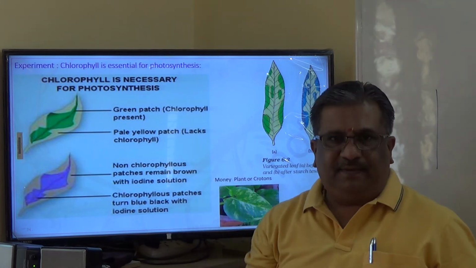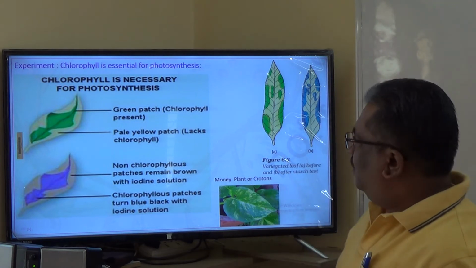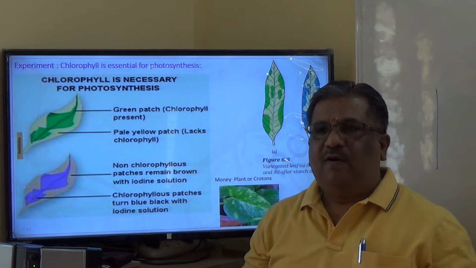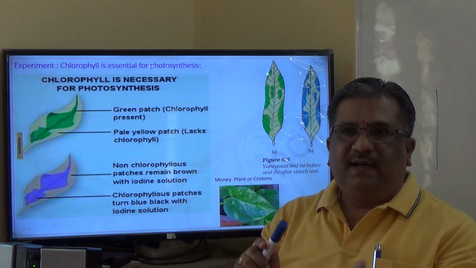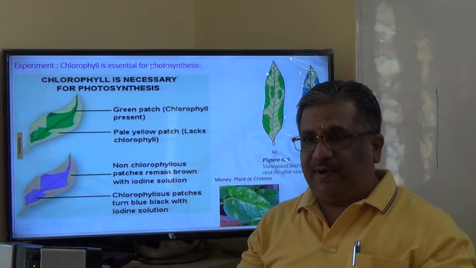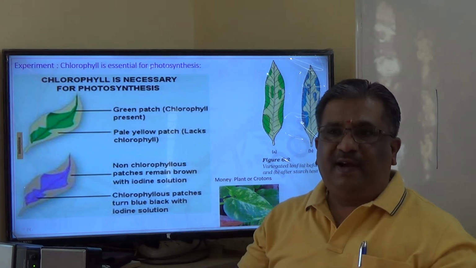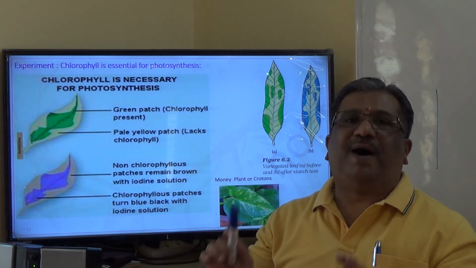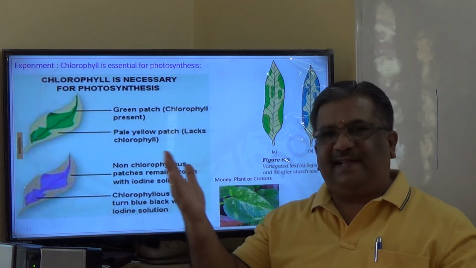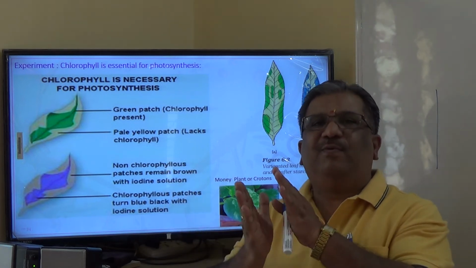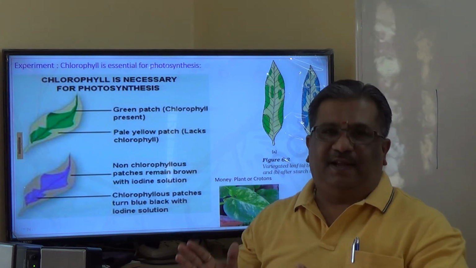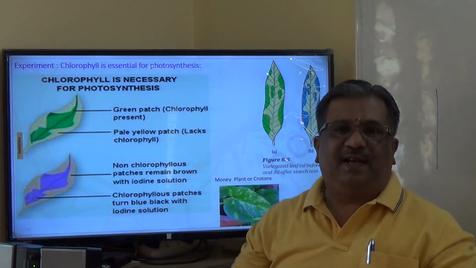Pluck a leaf of that plant. Take a tracing paper on which you trace the green parts. Are you able to understand? You take a tracing paper, keep it over the leaf and trace the green parts of the leaf. That means using the tracing paper and comparing with the leaf, you should be able to tell which is the green part of the leaf. So trace the green part of the leaf.